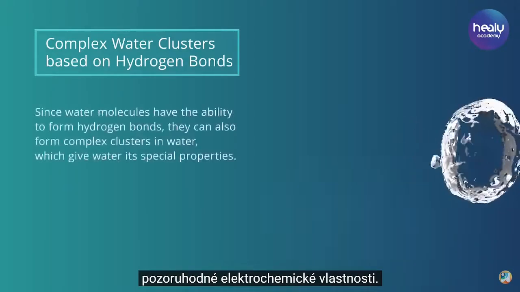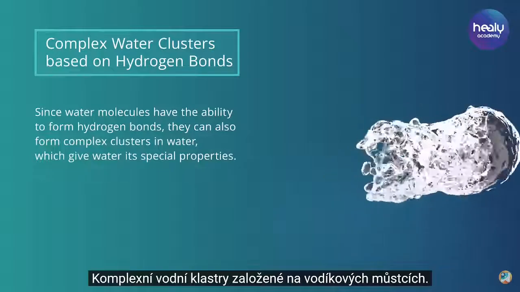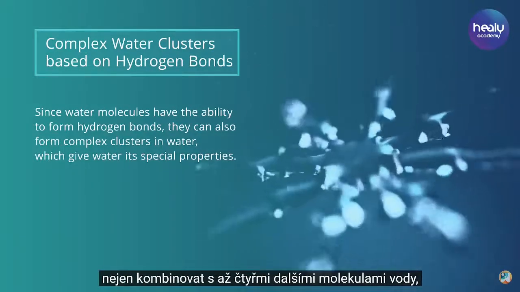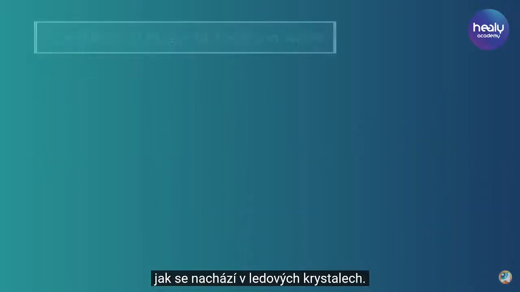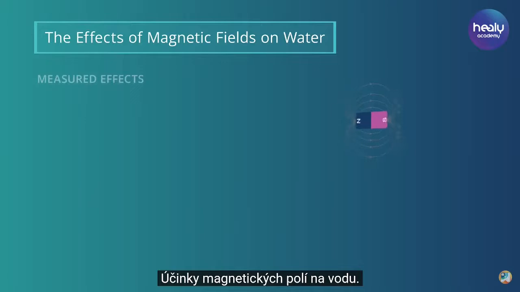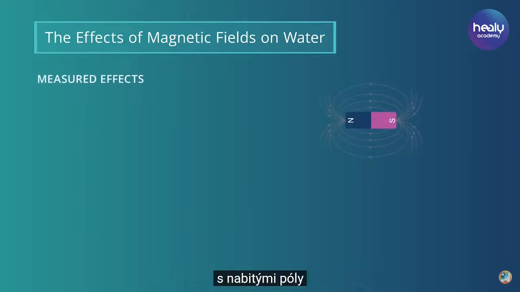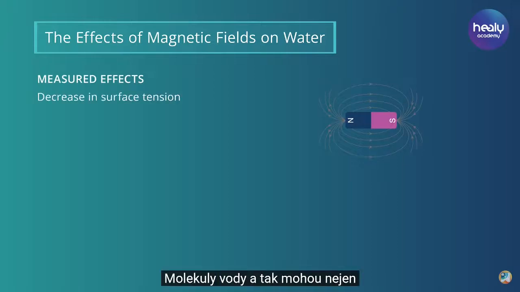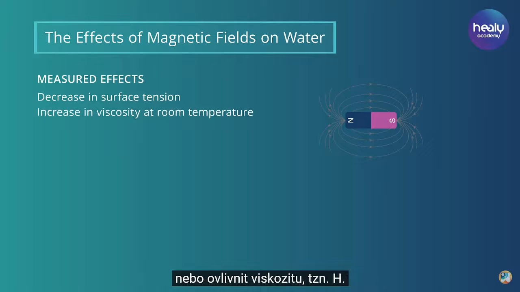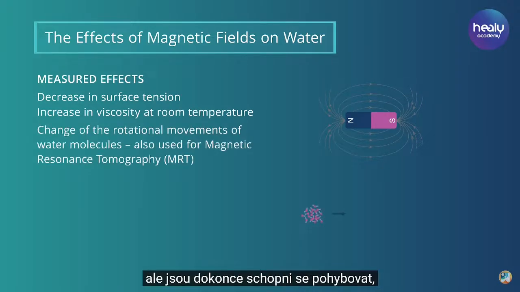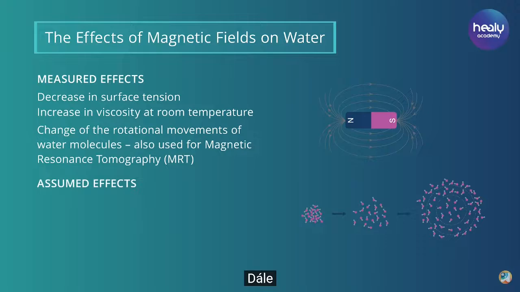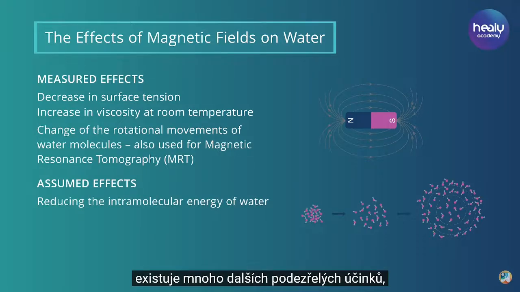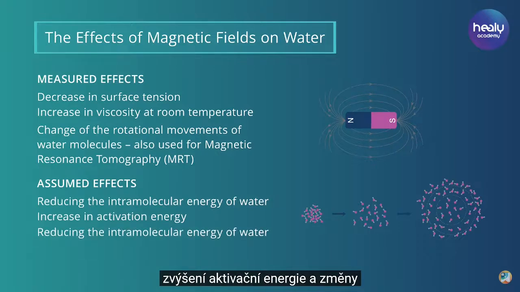Complex water clusters based on hydrogen bonds. As a result, each individual water molecule can not only connect with up to 4 other water molecules, which explains surface tension, but also form more complex clusters, such as those seen in ice crystals. The effects of magnetic fields on water. Electromagnetic fields also interact with the charged poles of the water molecules and can thus not only reduce the surface tension mentioned above or influence the viscosity, i.e. the flow behavior at room temperature, but are even able to influence the movement, orientation, and rotation of the molecules. This is a fact that we utilize in magnetic resonance tomography, for instance. In addition, there are numerous other hypothesized effects, such as a possible decrease in intramolecular energy, an increase in activation energy, and changes in the size of the water clusters that are formed.